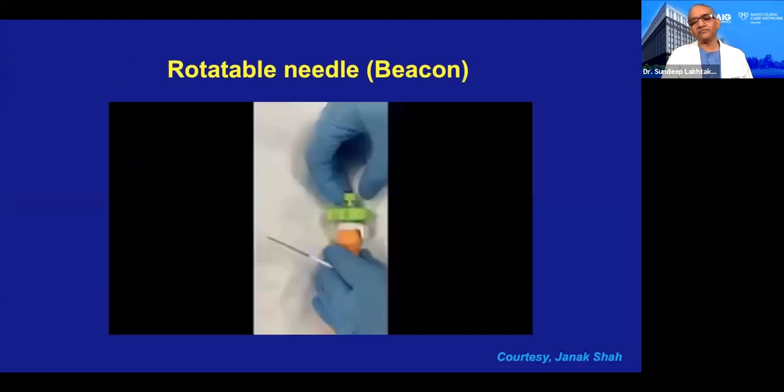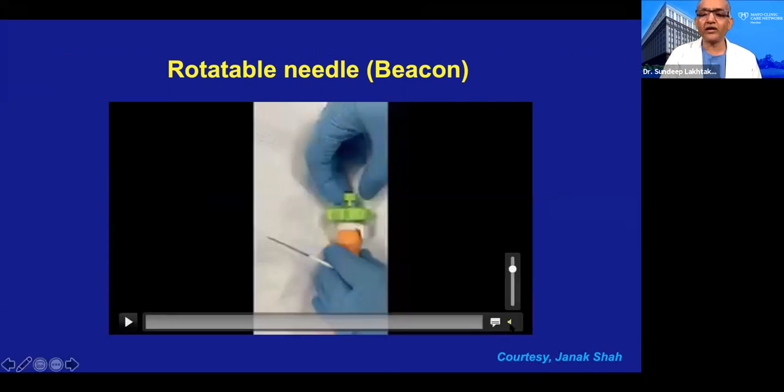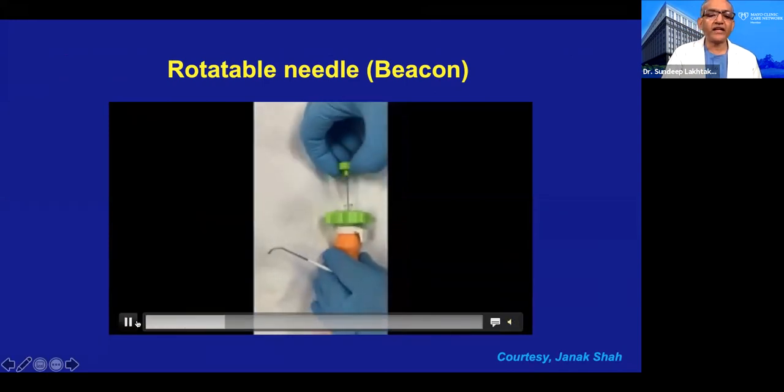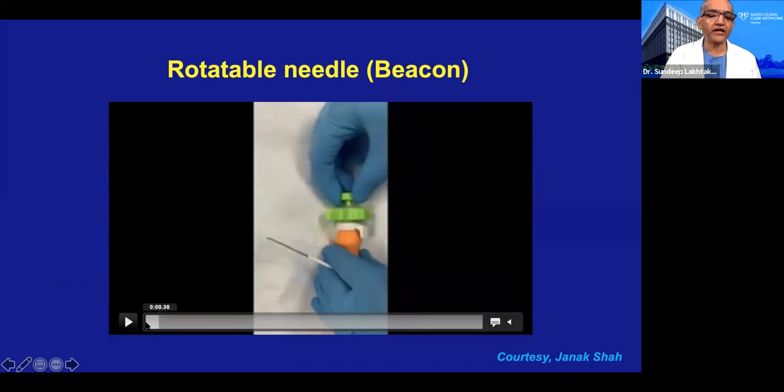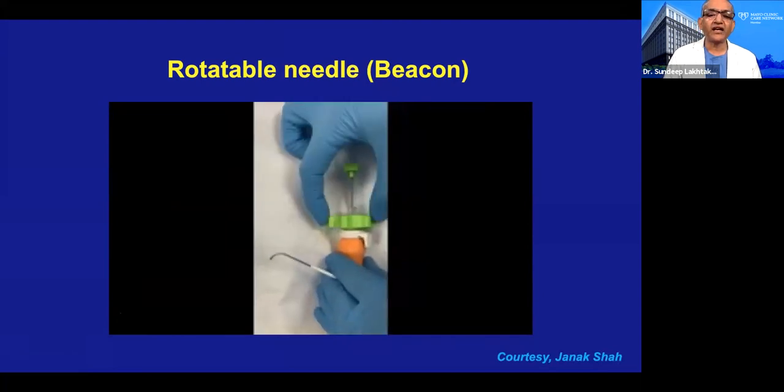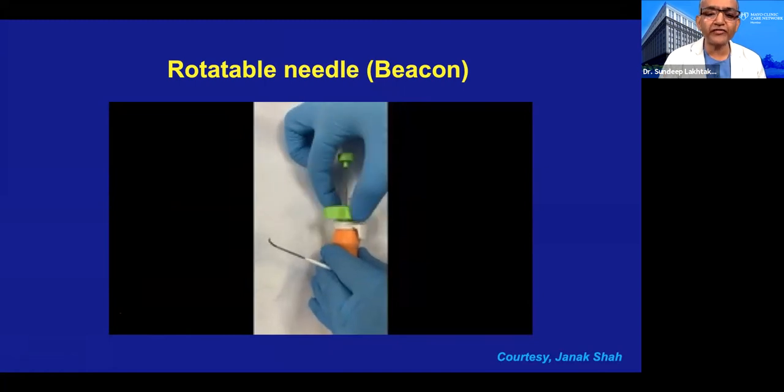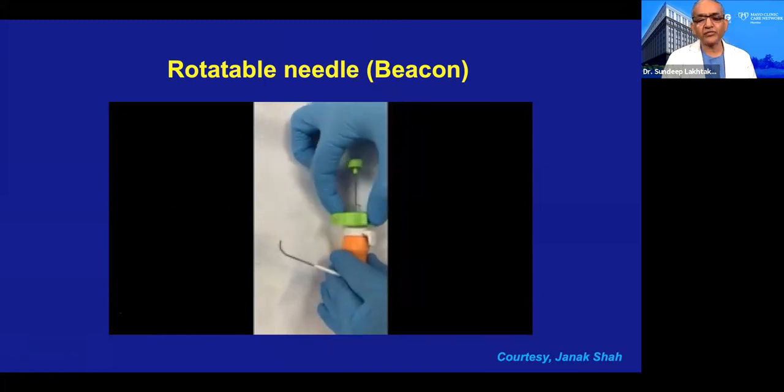The new important device which has come into the EUS armamentarium is a rotatable needle. There's one which is called a Beacon needle. As you can see here, this is like an FNA needle, and as you pull the stylet back, the tip of the needle takes a curve. Let me show you once again. So it's a straight needle, the stylet is being pulled back and it curves to 90 degrees. This allows the needle to be rotated in different directions. So that's the beauty of it.